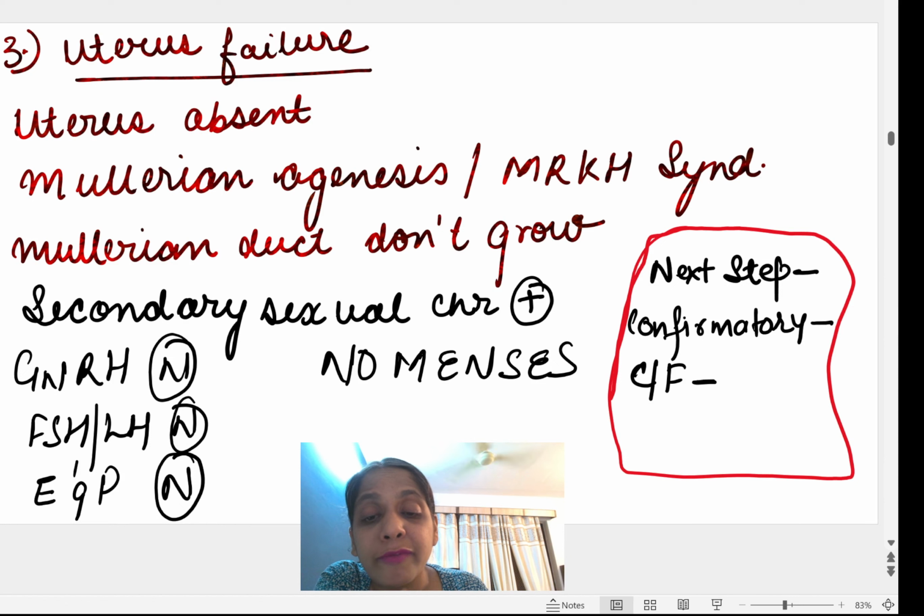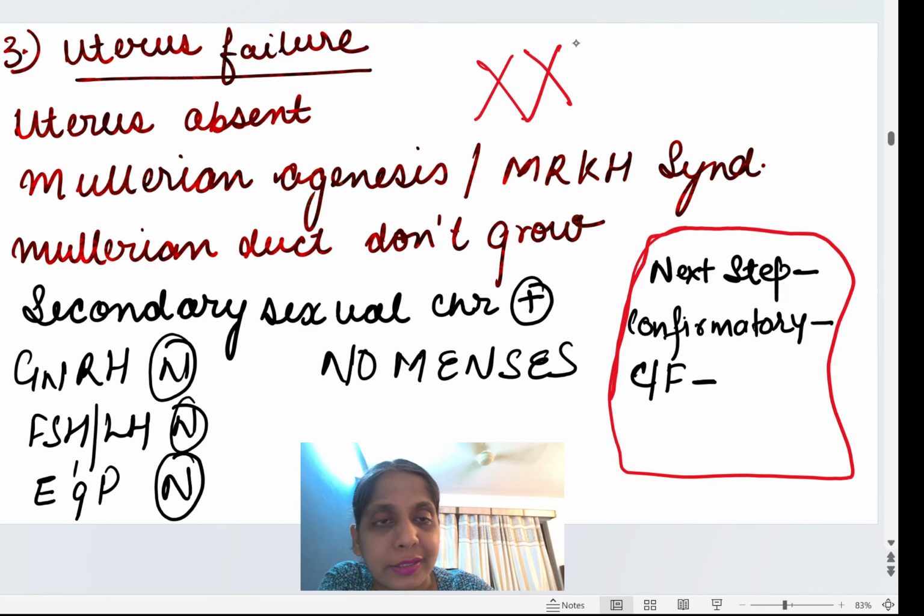Okay, now if we got no uterus, then our finding is Mullerian agenesis or androgen insensitivity syndrome. We are going to study that, and then we are going to confirm it by karyotype. So what will be the karyotype of these patients? The karyotype of these patients will be XX.